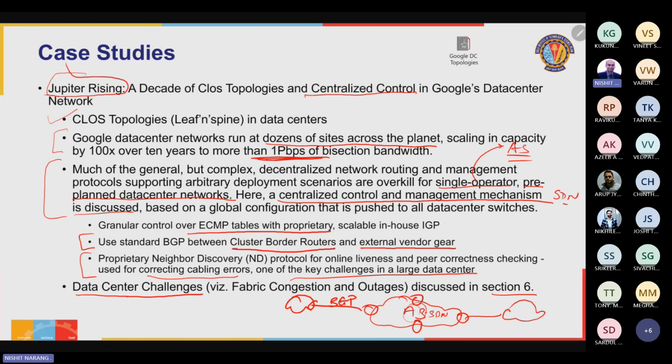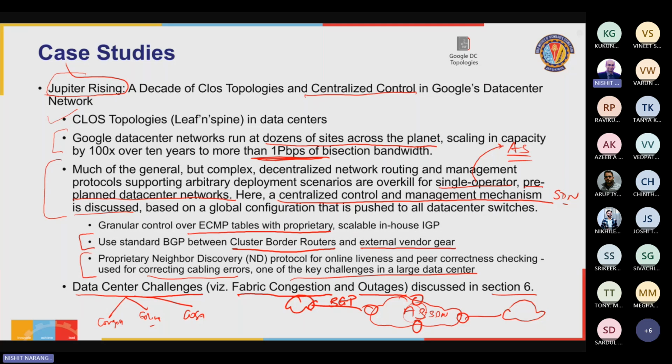Last class, I had summarized these. I said challenges exist in the case of congestion. So that is why you need bandwidth oversubscription. Cooling is a challenge. Right? Cost is a challenge. So they've talked about challenges in congestion, fabric congestion, and why bandwidth oversubscription is required. And how do you detect outages and correct those outages? Right? So that is where the proprietary neighbor discovery protocol comes in.